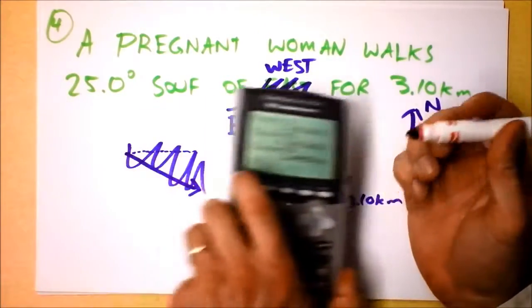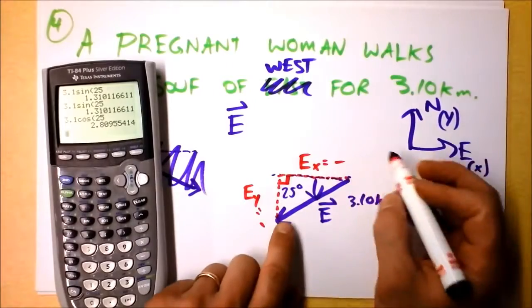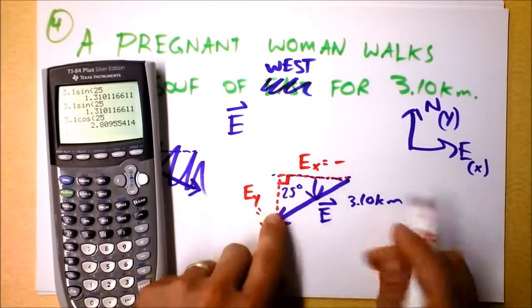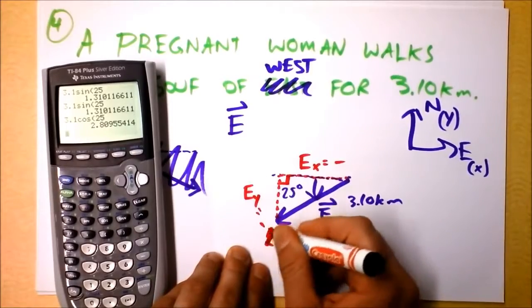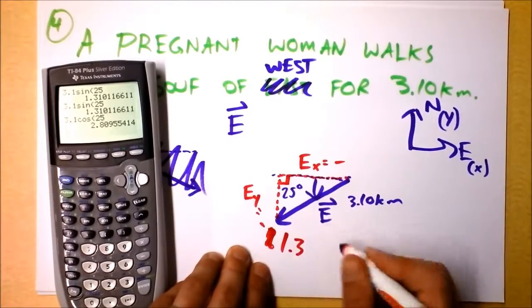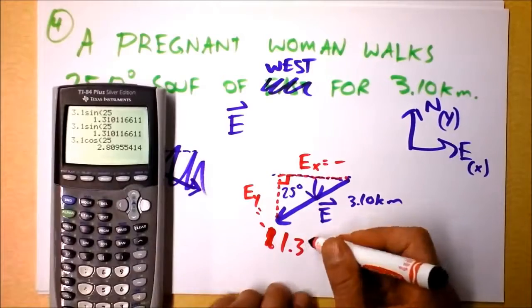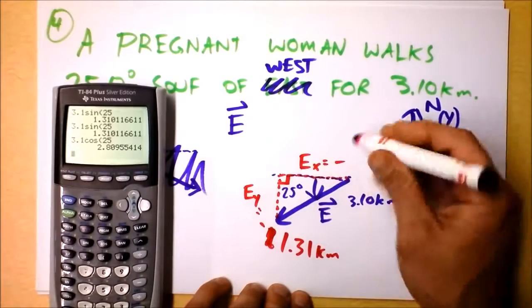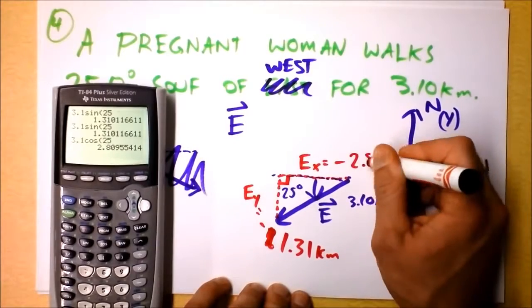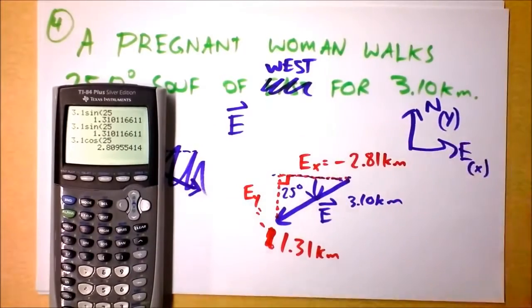So I'm getting things like 1.31. Which one is that? The short one or the long one? Oh, this is the short one over here because that's an angle that's less than 45 degrees. 1.3, how many sig figs? We have 3 sig figs, 1.31 kilometers, and 2.81 kilometers. All right, good. So we found the components and we're done.